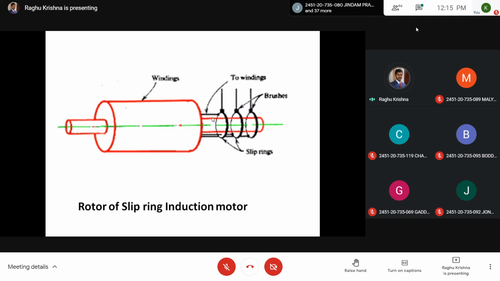Here you can see the brushes. The brushes will rest on these slip rings, and we can add resistance to this rotor winding.